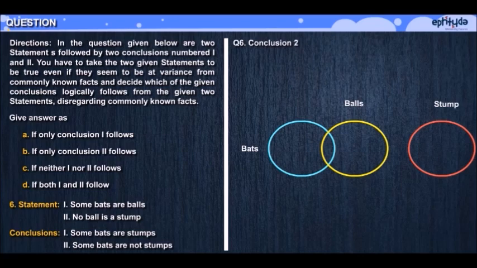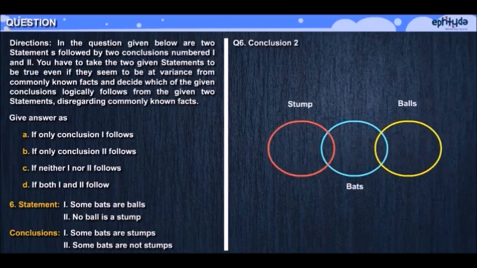For conclusion 2, step 1, counter of conclusion some bats are not stumps is all bats are stumps. Step 2, use premise 1, some bats are balls, to draw a simple diagram. Step 3, use premise 2, no ball is a stump, to prove counter all bats are stumps. Since we cannot prove the counter, this conclusion is valid. As conclusion 1 is invalid, and conclusion 2 is valid, the correct answer choice is B.